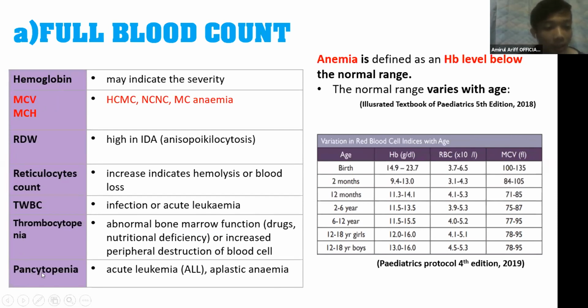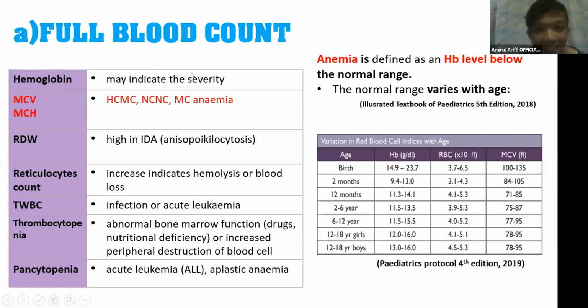The other indicators, we look at MCV, MCH, RDW, reticulocyte, other cells as well, like white cell and also platelet, that might suggest to us any other causes. The reason why I highlight in red this MCV and MCH is because this is important. So let's talk about that.